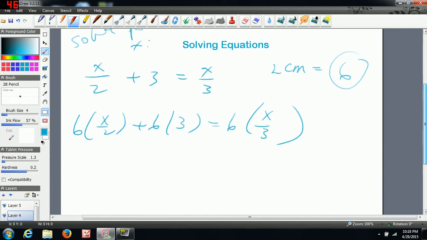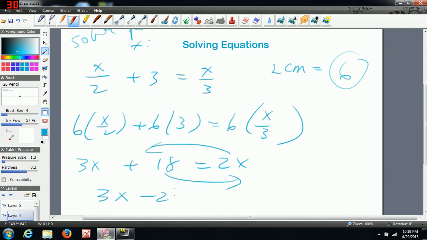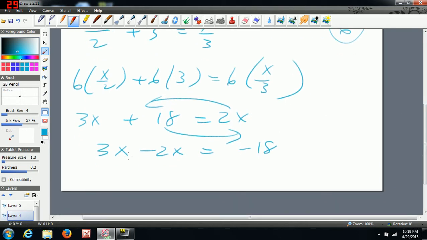So when we do that, 6 divided by 2 is 3, plus 18. 6 divided by 3 is 2. So we just eliminated the fractions by doing this step right here. Okay, so then at this point I could bring the 2x over here and bring the 18 over there. So that becomes 3x minus 2x. This becomes negative 18 when I bring it over to the other side. And then 3x minus 2x is just x, so x equals negative 18 is our final answer.